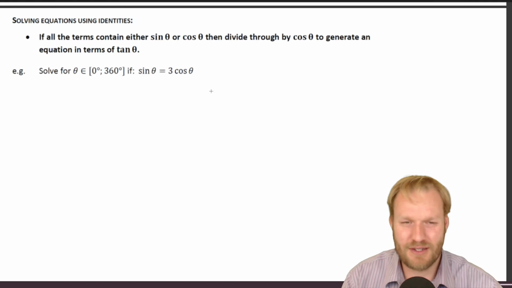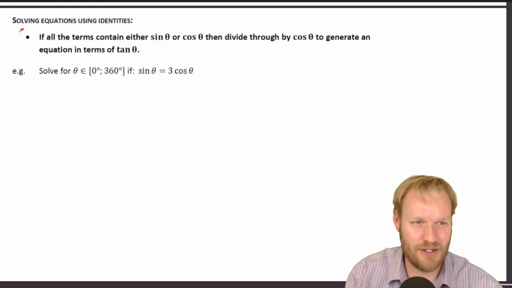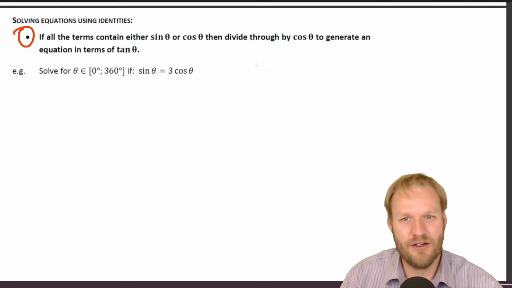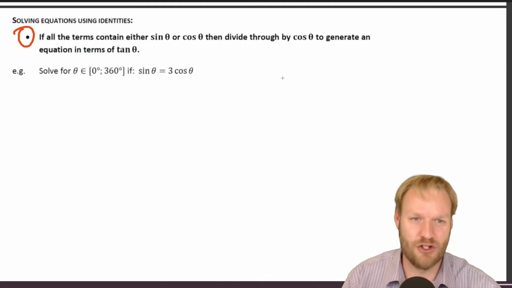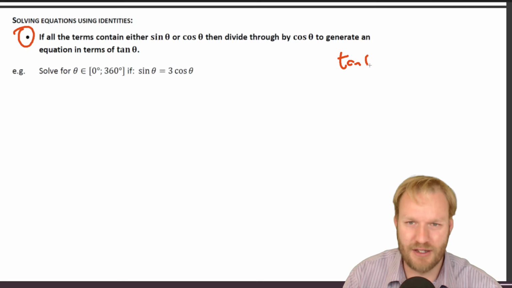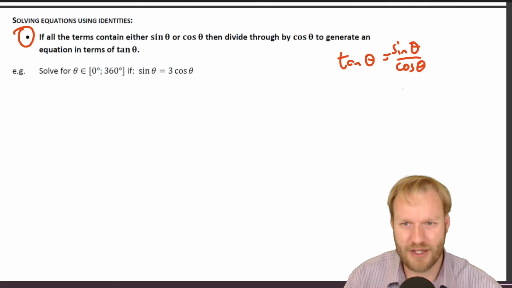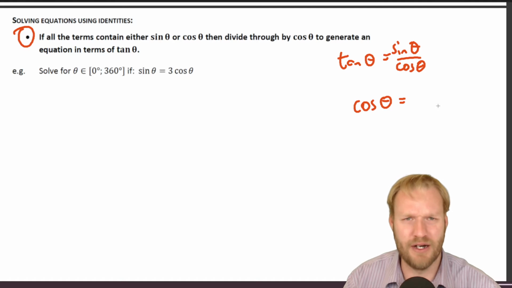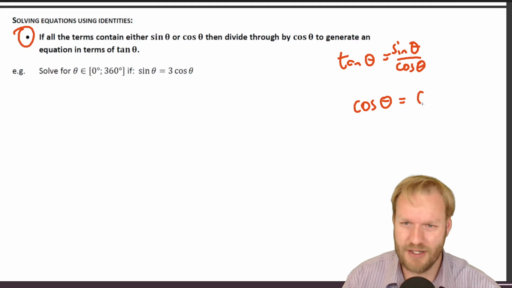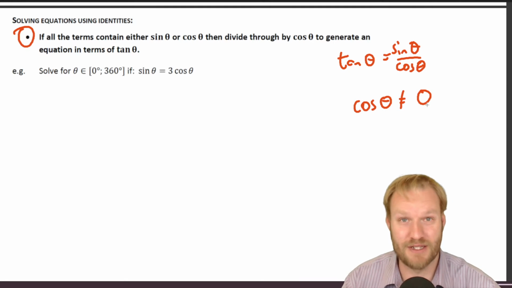Nothing's helped us with this so far, so I've left a little hint here which says divide through by cos theta. So we've just got one trig ratio, because of course tan theta is just sine theta over cos theta. And that's all very well and good as long as cos theta, well, what can we never divide by? We can never divide by 0, right? So if cos theta equals 0, things are not going to be happy, so cos theta can't be 0.